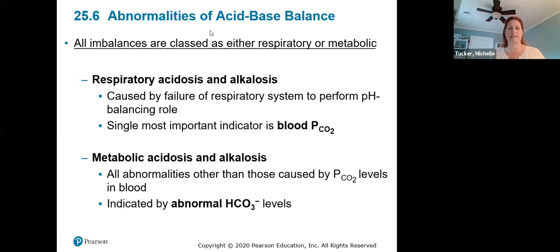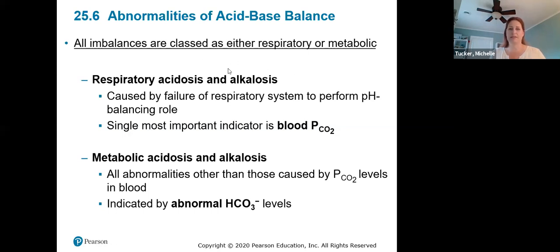So the last section is looking at imbalances of acid-base balance. Imbalances are classified as either due to failure of the respiratory system and/or the metabolic system in maintaining acid-base balance. We are going to start out with what are called simple acid-base disorders, where only one system is not functioning correctly.